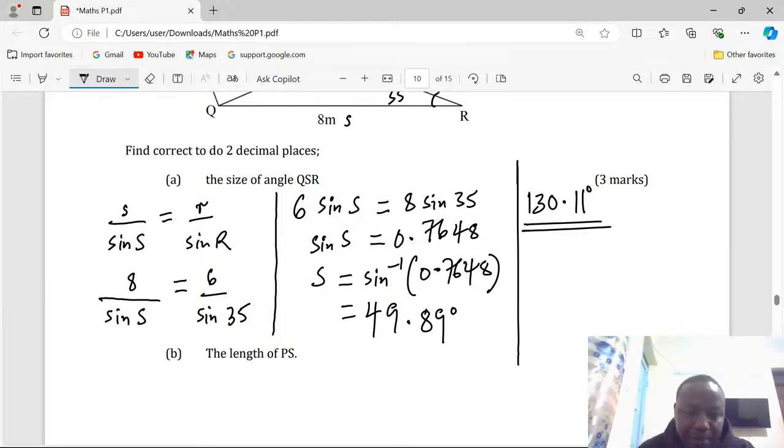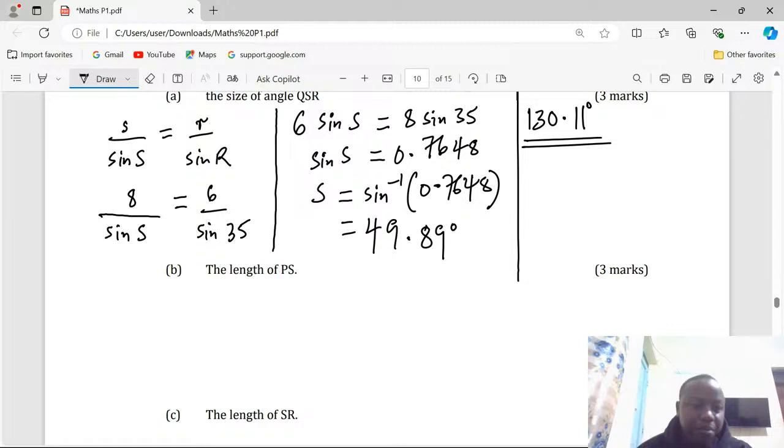We are winding up. We need the length of PS.